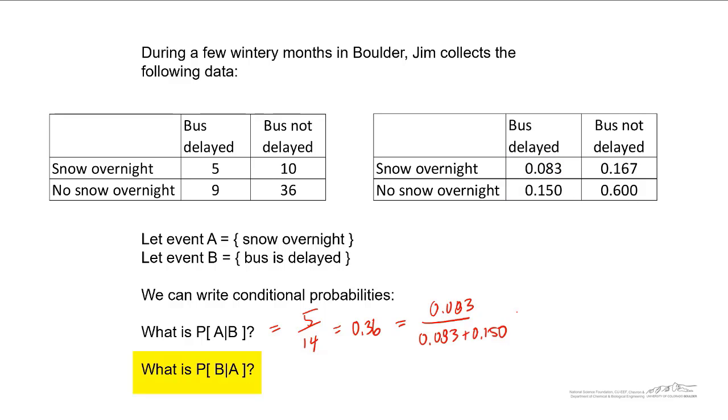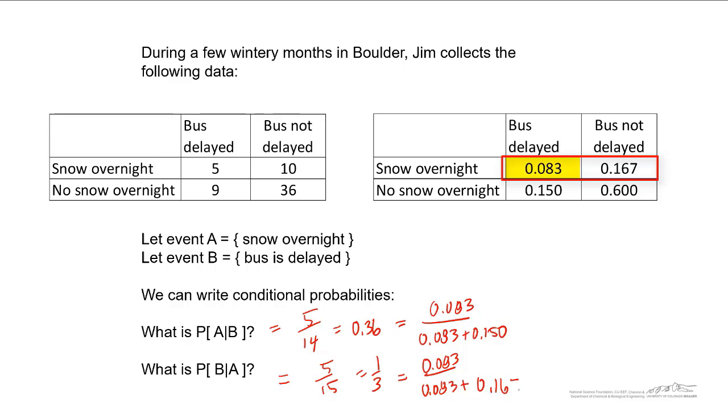The conditional probability that B occurs, given that A has occurred, where A is snow overnight. So given that there's been snow overnight, what's the probability that the bus is delayed? And that's just 5 over 15, which is 1/3. And you can also get the same thing by taking 0.083 and dividing by 0.083 plus 0.167. This is kind of the foundation for conditional probability distributions.